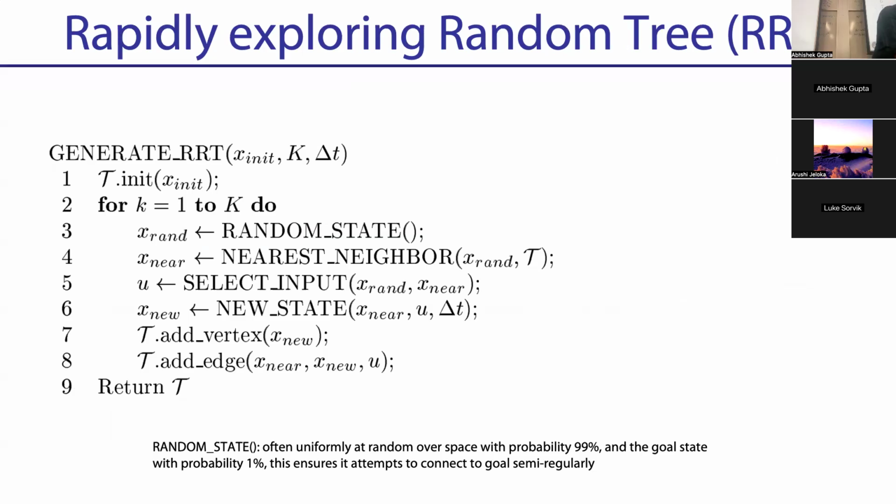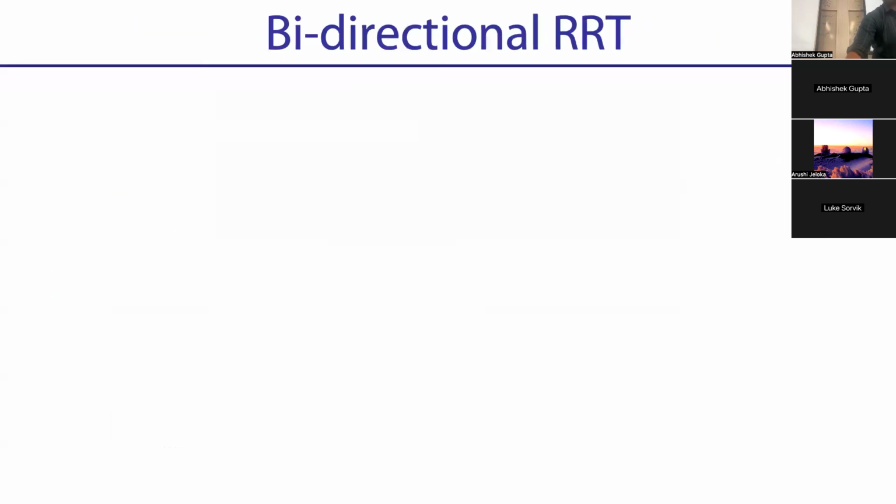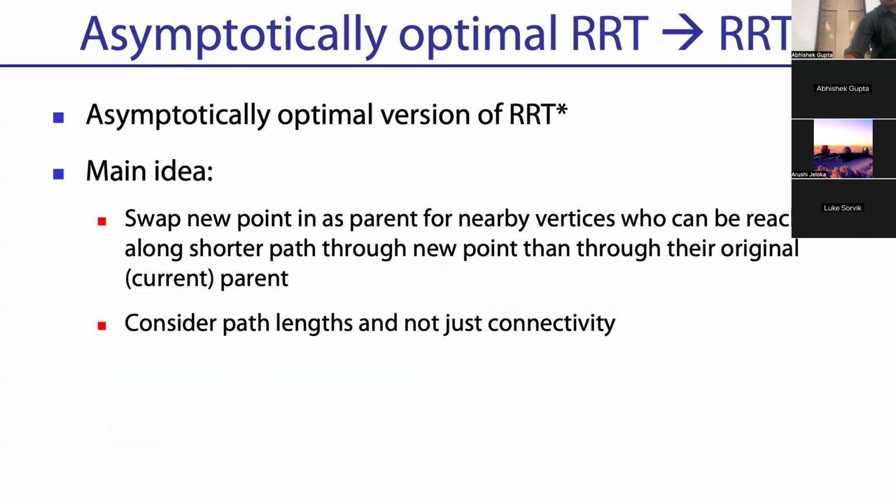So you build the tree and then you find the lowest cost solution. Whereas in RRT star, you're going to factor in cost while building the tree. And so the idea in RRT star is that as you add a new point to the tree, you're going to do two things.